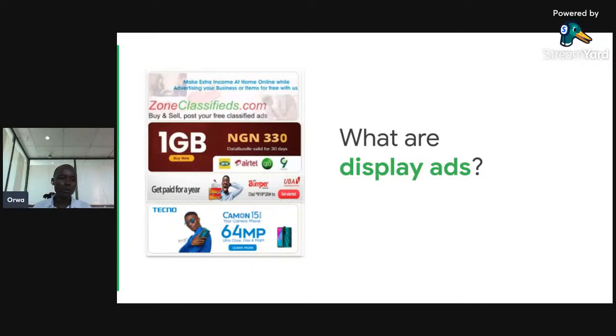Good. So let's look at another type of ad that you can always use, and this is called display ad. As the term suggests, display ads display themselves. If you are on any social platform, you can find things popping up.